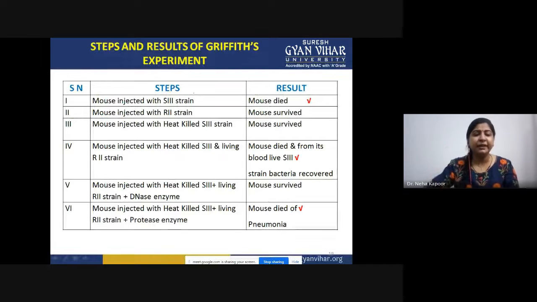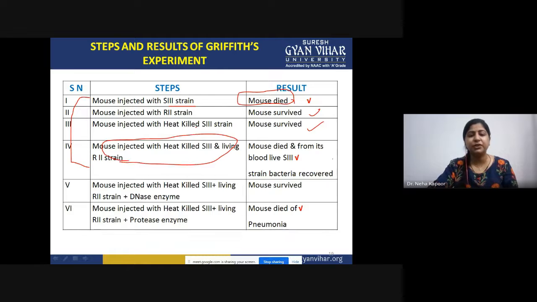So what he did, these four experiments are similar to what I explained. Mouse injected with S3 strain, the mouse died. Then with R2 strain, the mouse survived. With heat killed S3 strain, again the mouse survived. When you injected both of these in combination, the mouse died and the live strain was recovered.